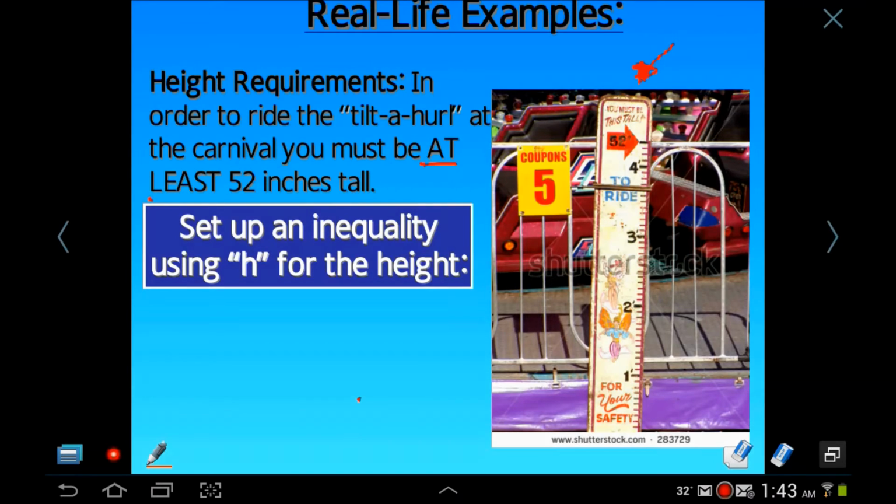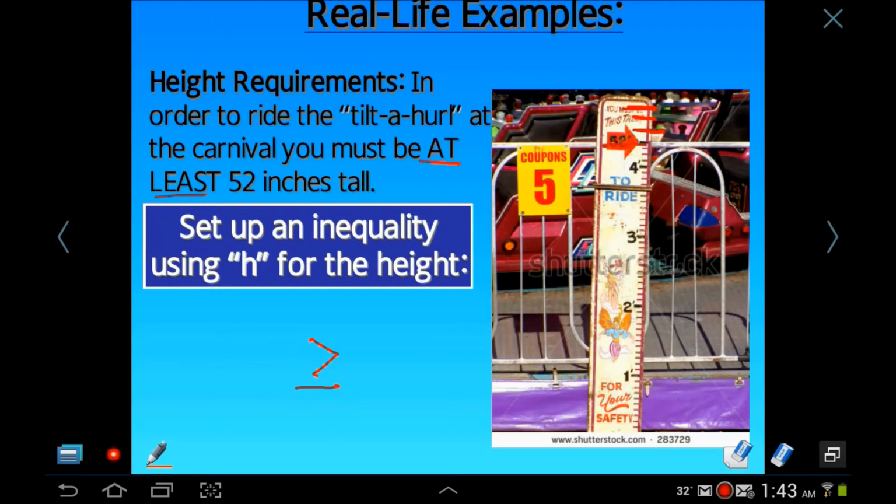So there's your chart right there, and of course you guys probably cheated, stand on your tippy toes, but yeah, you gotta be 52 inches tall. That's 4 feet 4 inches. Okay, so let's figure out how to do this. So at least, what does at least mean? At least means greater than or equal. So you have to be 52 inches tall, you have to be 53 inches tall, you have to be 55, but at the very least you have to be 52.